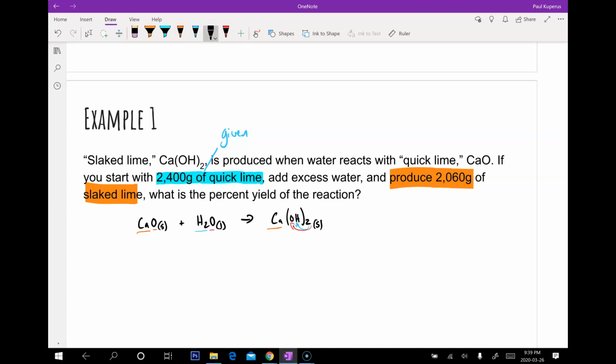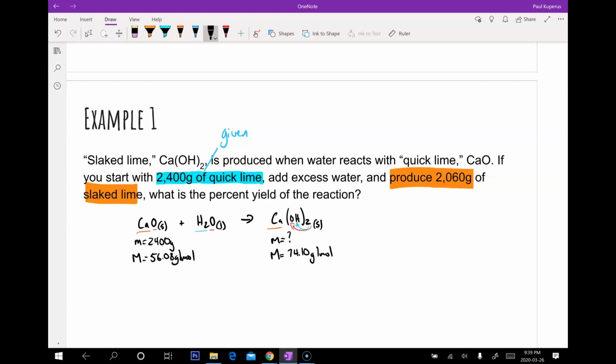Now that we have our chemical equation, our given information is the mass of our quicklime, which is equal to 2,400 grams, molar mass, which we calculate, and we find to be 56.08 grams per mole. Mass of our product is what we're looking for, the predicted mass of our product. We have our molar mass of our product, which is 74.10 grams per mole.